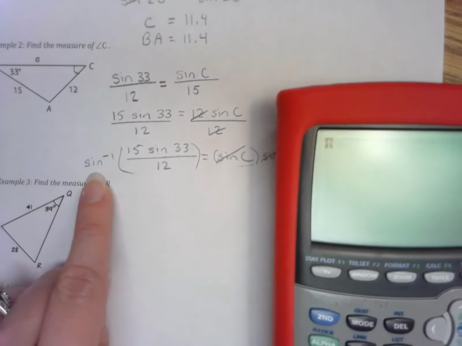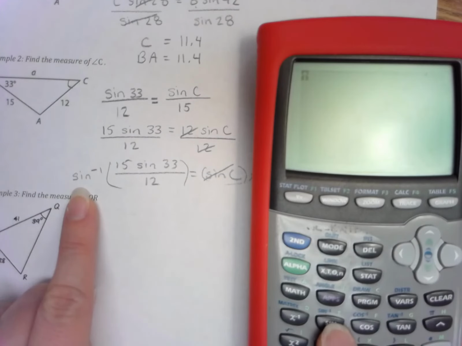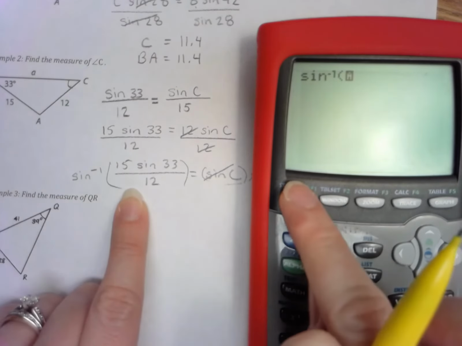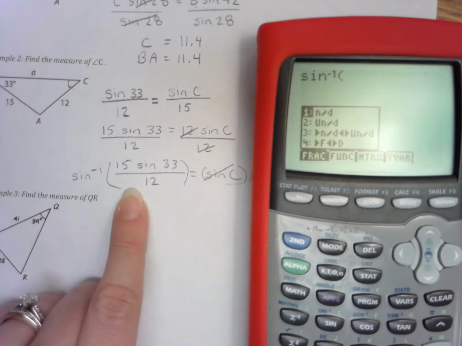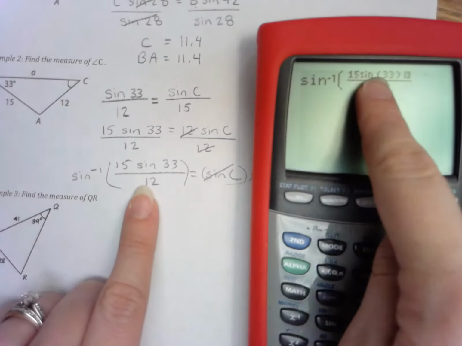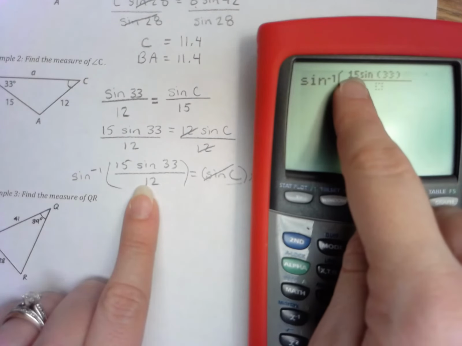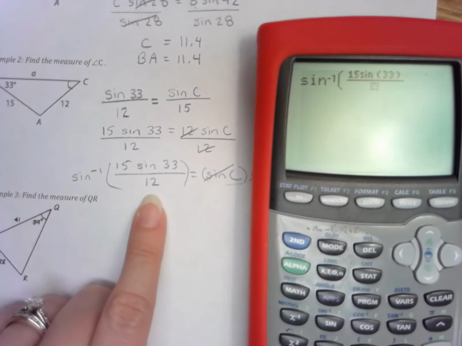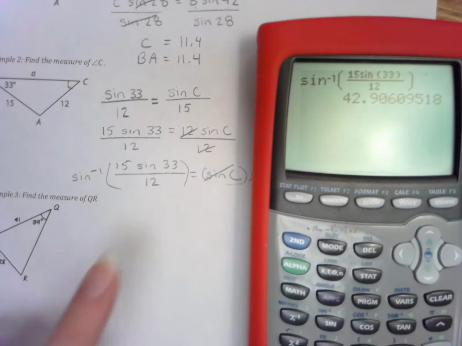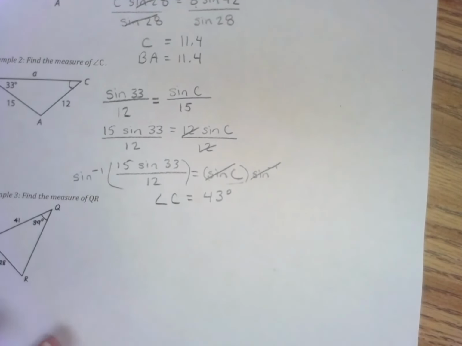So second, the blue second key, second sine will get you inverse sine, and do alpha y equals to get your fraction. Just choose that first option. So we'll do 15 sine of 33, and this is where it's important to put that 15 first so you don't accidentally put it inside with the sine of 33. 15 times sine of 33 over 12. All of that, if we round it to nearest whole degree, makes it 43 degrees. So angle C equals 43 degrees.